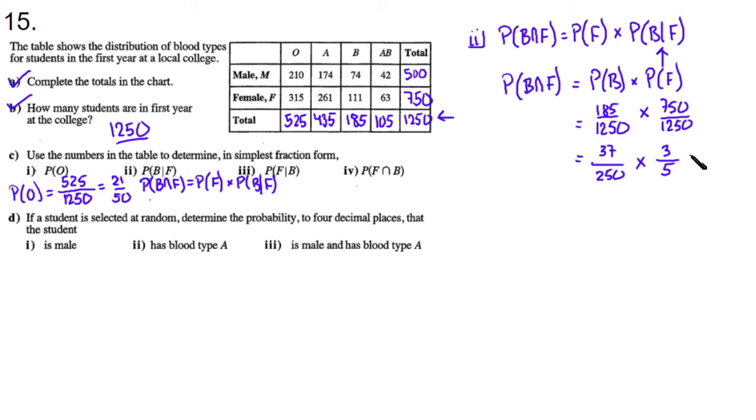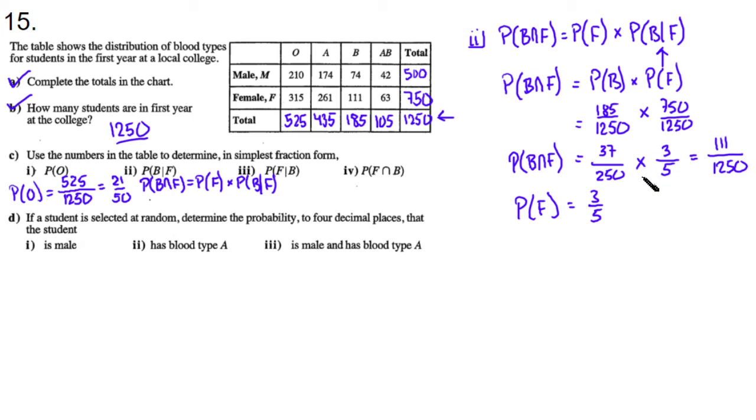If we do that multiplication, we're going to get 111 over 1,250. All right, so this is the probability of blood type B and being a female. Okay, so now we need to find the probability of being a female. So we already have that, actually, it's right there, but I'm just going to write it out like this. Probability of a female is 3 over 5. It's this one right here, right?